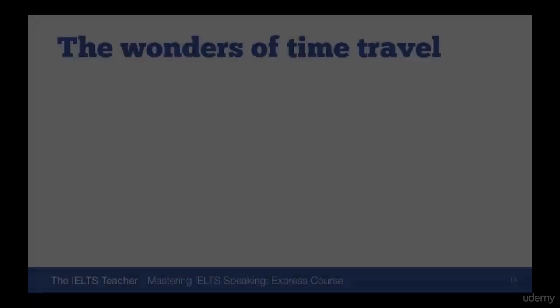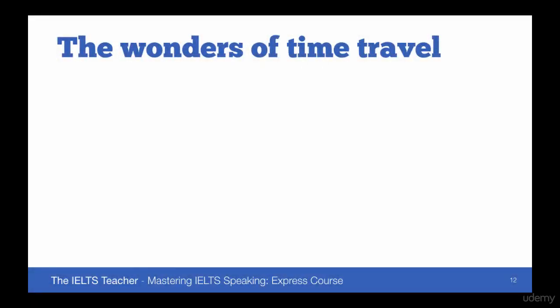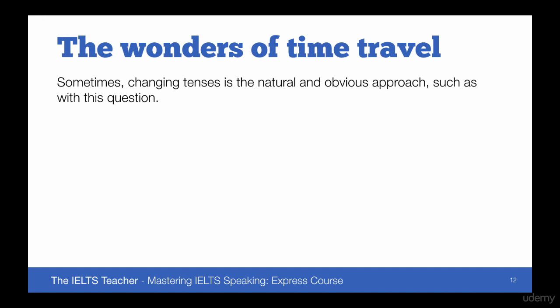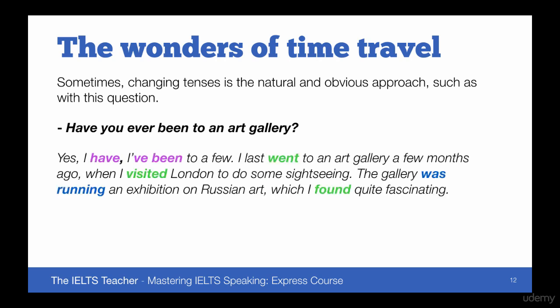Now, let's look into this in a bit more detail. You can think of this as time travel, if you want to be a little bit mystical about it. So sometimes changing tenses is the natural and obvious approach, such as with this question here. Have you ever been to an art gallery? Now, you may want to answer this one yourself, just for a moment, before you have a look at my answer, which is going to come up on the screen now. Yes, I have. I've been to a few.